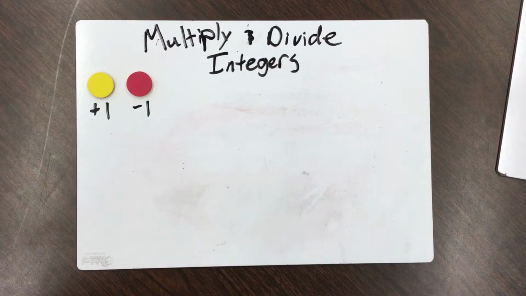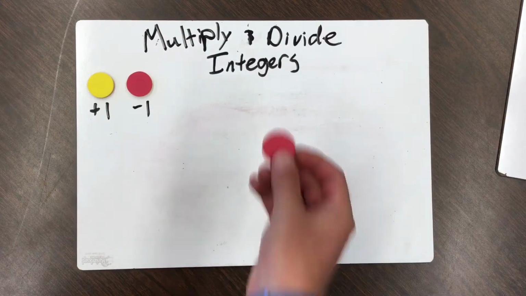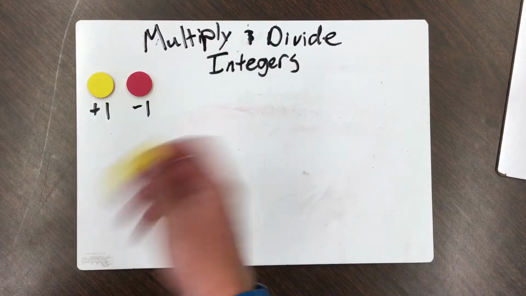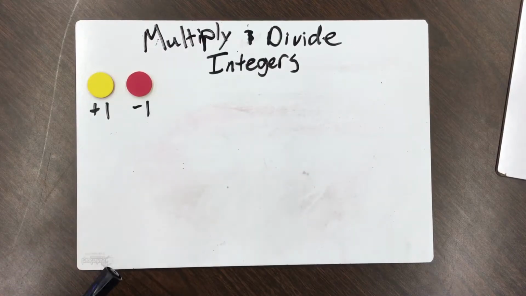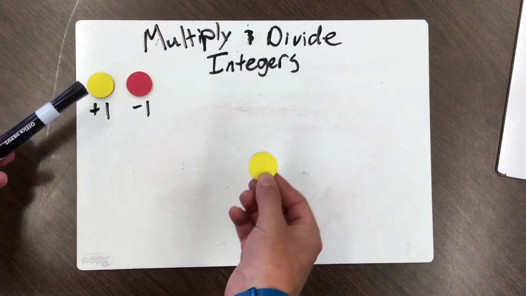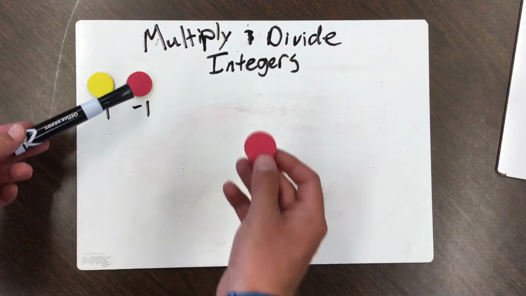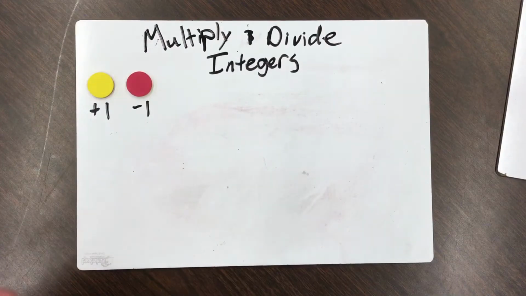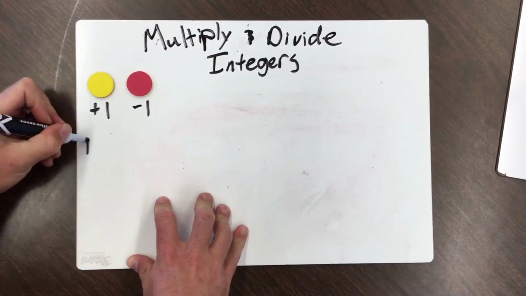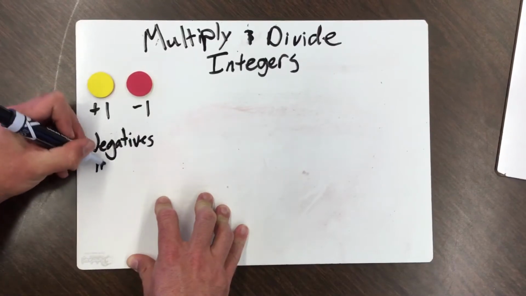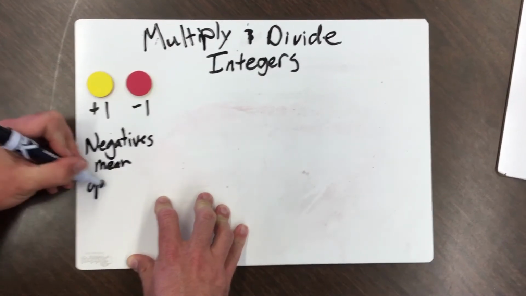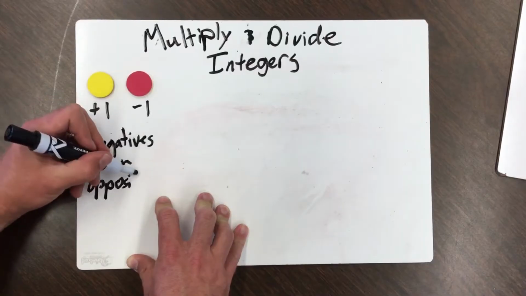Now, there are some basic rules here, but what I'm hoping to do is use these counters to demonstrate why these rules work, okay? There are two things I want to start by saying. First, we have to remember that the yellow side is positive 1 and the red side is negative 1. The second thing I want to keep in mind is that negatives mean opposite. So you have to do the opposite whenever you see a negative sign.